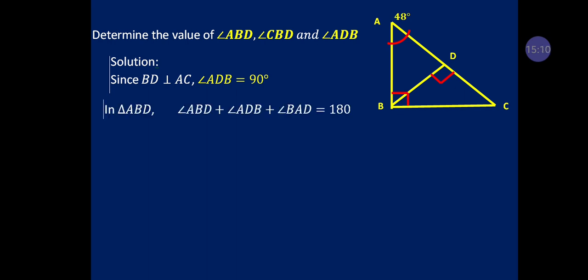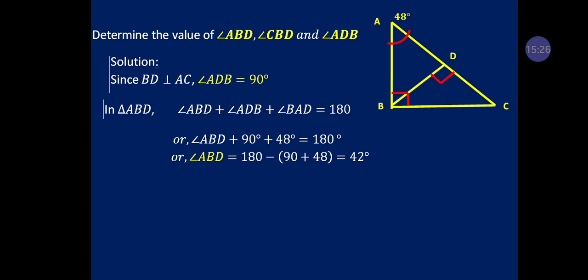In triangle ABD, you know the sum of the angles of a triangle is always 180 degrees. So ABD plus ADB plus BAD is 180 degrees. And now you know ADB is 90 degrees, and the angle A is given as 48 degrees. That means BAD is also 48 degrees. So ABD plus 90 plus 48 equals 180 degrees. That's why angle ABD is 42 degrees. Well, this is question 1 of your exercise book 9.1.